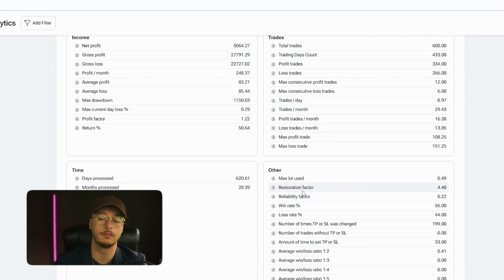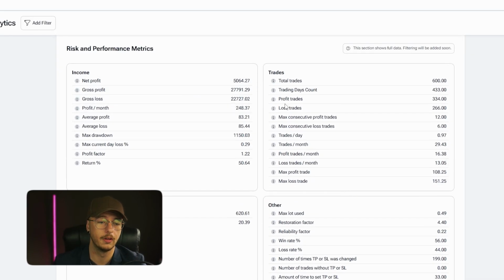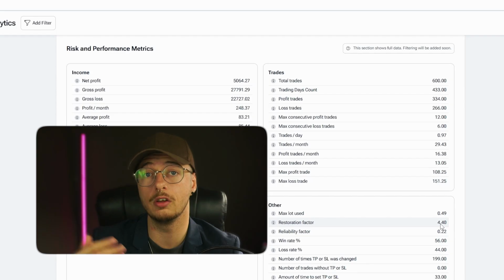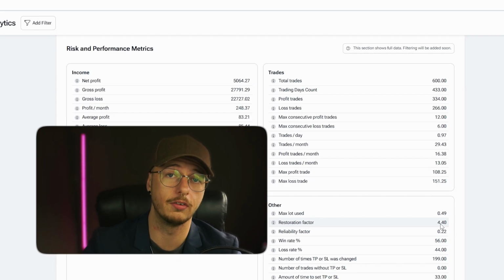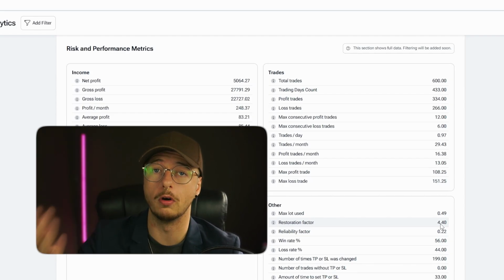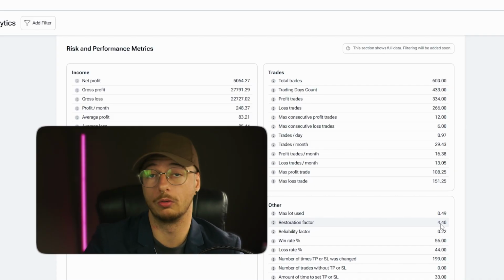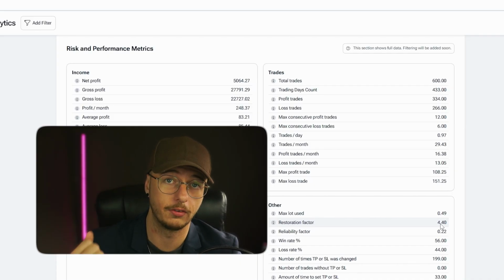Then we come to the restoration factor, and this is another quite interesting key point, because what it calculates is our net profit by our max drawdown. In this case, as you can see, my net profit was 5,000 and my max drawdown was 1,150. This gives me a restoration factor of 4.4. This one in this case is okay. The higher you've got, the better, because it basically means how much your profit has gone above your max drawdown. So obviously the higher the number, the better it will be.